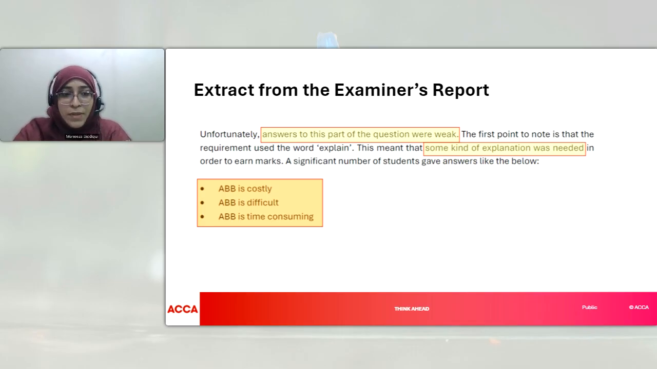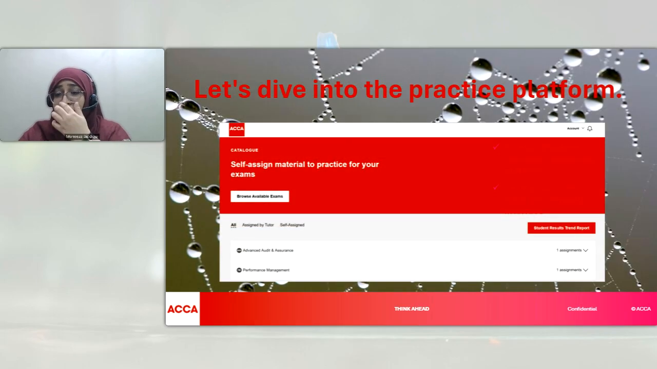Important. Now with this, what we've done is we've effectively looked at the feedback points from the examiner's report. And what I'm going to do now is I'm going to quickly share my screen and take you to the practice platform. Okay, so I am sharing the Chrome tab.